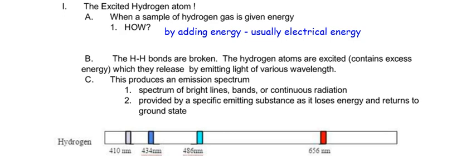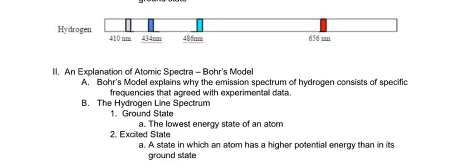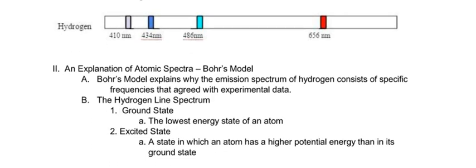So then Bohr came around, and he explained what's going on here. He explained why the emission spectrum of hydrogen consists of those specific wavelengths. Therefore, because we could calculate those exact frequencies, they agreed with the experimental data. So here's the hydrogen I just showed you. The ground state is the lowest energy state of an atom. If I had that discharge tube and I didn't turn it on, you wouldn't see anything. It looks like an empty tube, okay?